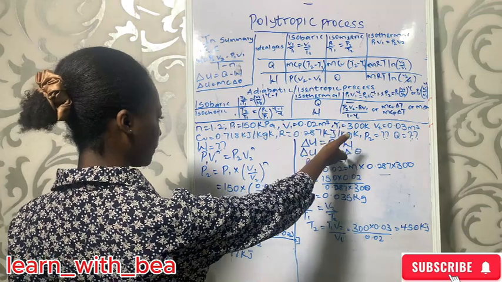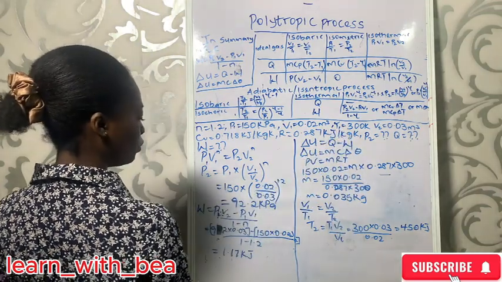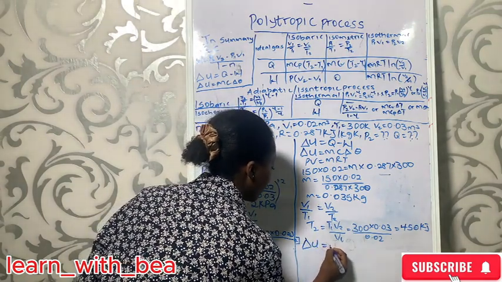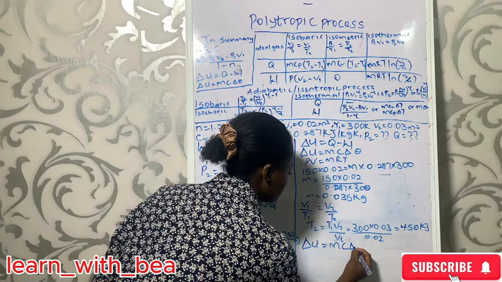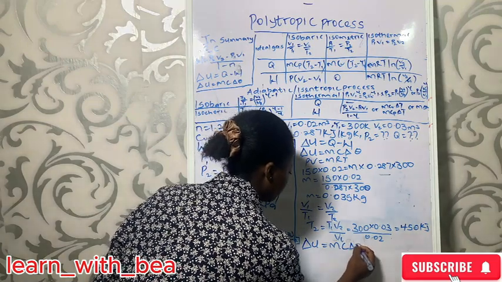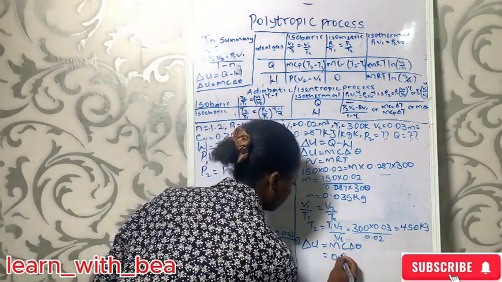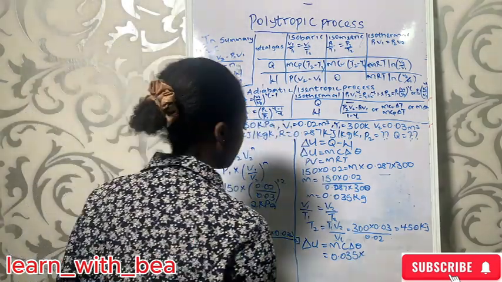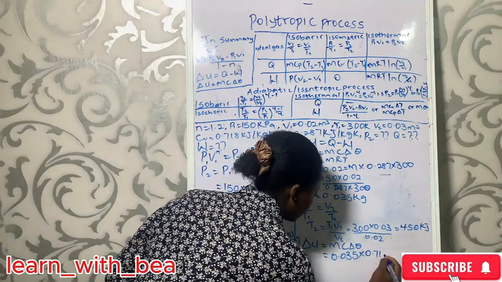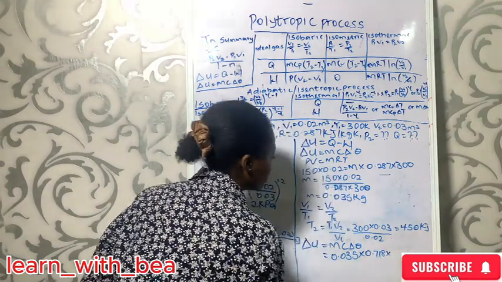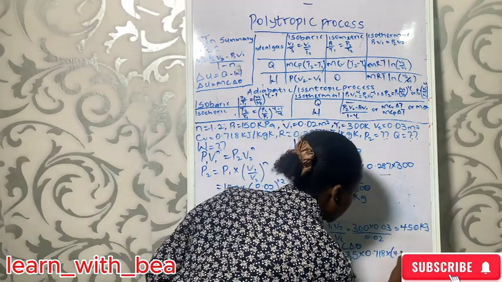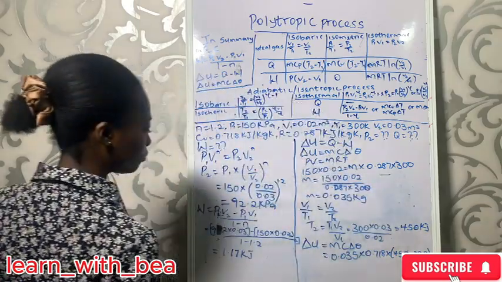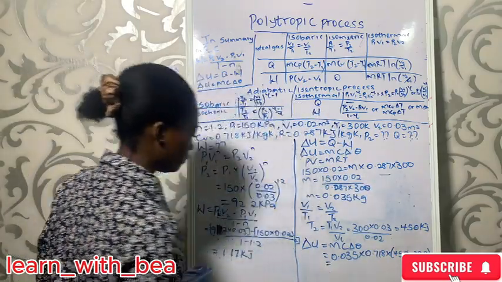So since we have all of this, we should be able to calculate our delta U now. Delta U is m c times change in temperature. What's our m now? 0.035. What's our c? 0.718. Our change in temperature will be 415 minus 300. So what is our delta U going to give us?